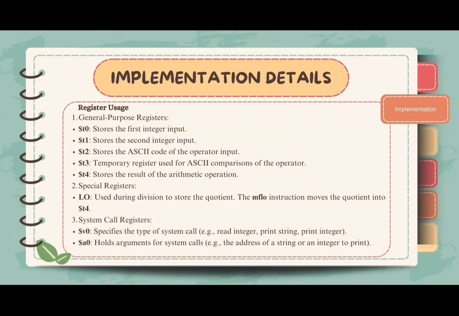Thirdly, system call registers. $v0 specifies the type of the system call. For example, print integer, print string, read integer. $a0 holds arguments for system calls. For example, the address of a string or an integer to print.